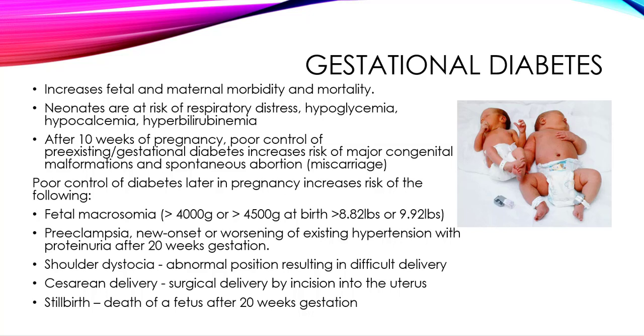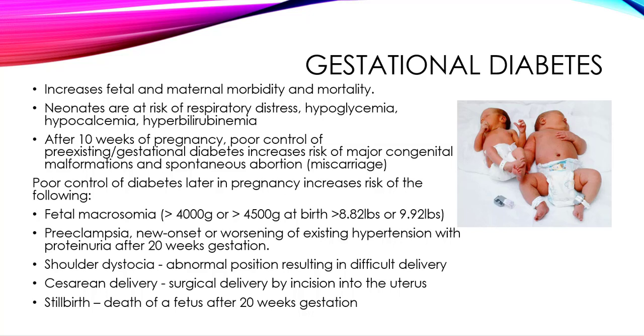If someone who is pregnant does have diabetes that is uncontrolled or poorly controlled, whether it be pre-existing or gestational diabetes, that increases the risk of major congenital malformations. And so these are malformations that are developed in the womb. It also increases the chance of miscarriage. Poor control of diabetes later in pregnancy increases the risk of fetal macrosomia, giving birth to a baby that is too big.